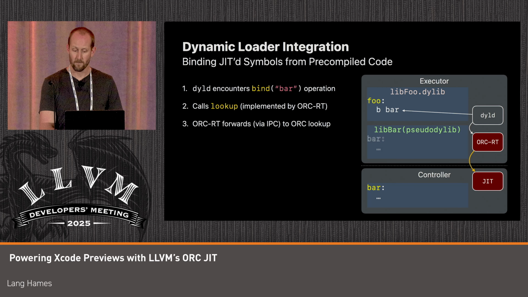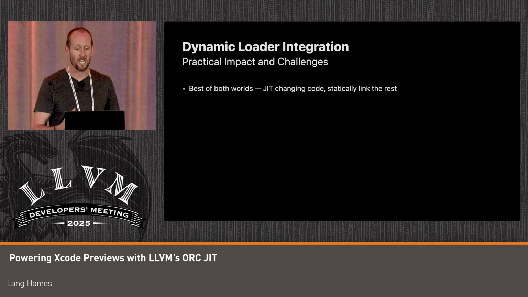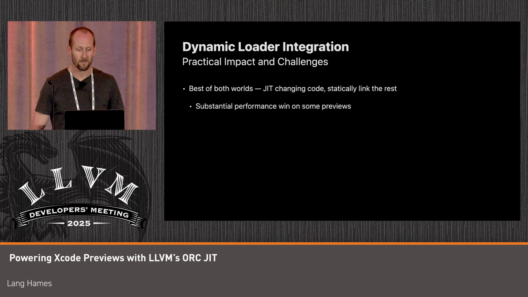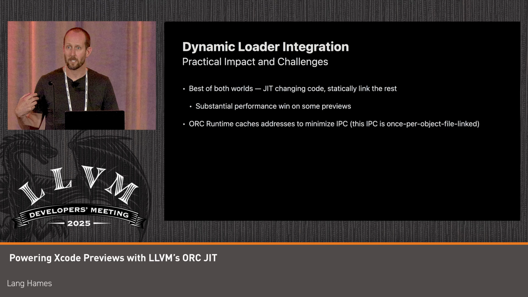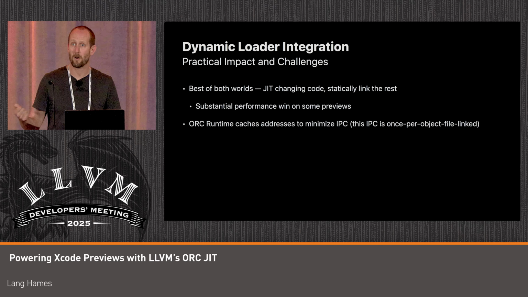The practical impact and challenges of this, as I said, you can get the best of both worlds. You can JIT the changing code and statically link the rest. This is a substantial performance win on previews that are broken up into multiple libraries, because we can focus the attention of the JIT on the code that you're actually editing. It might seem like this might introduce a lot of inter-process communication, but that address caching minimizes the IPC. And in fact, we cache on whole object file boundaries. So you only need one round of IPC per object file that you link in, which is fine.